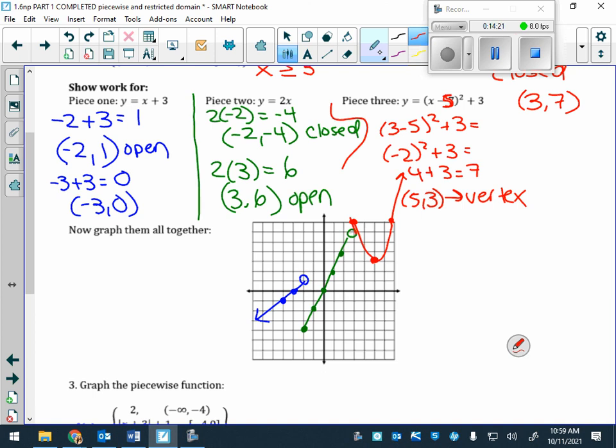If they were both closed, would it be a function? No. Now, there could be an instance where you get the same starting point somewhere, where one's an open circle and one is a closed, but it's at the same point. Closed overrides an open. Okay? So say, for example, instead of 3, 6, say that was 3, 7. This closed circle overrides the open, so it would just be a solid point.